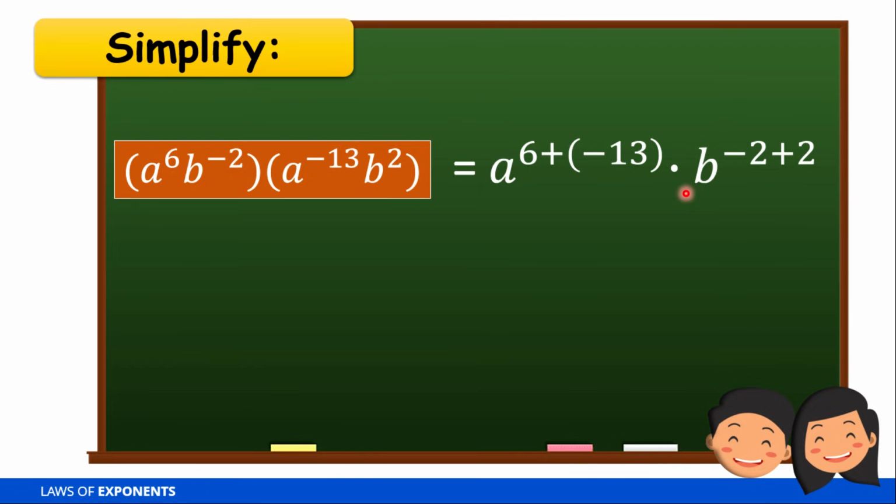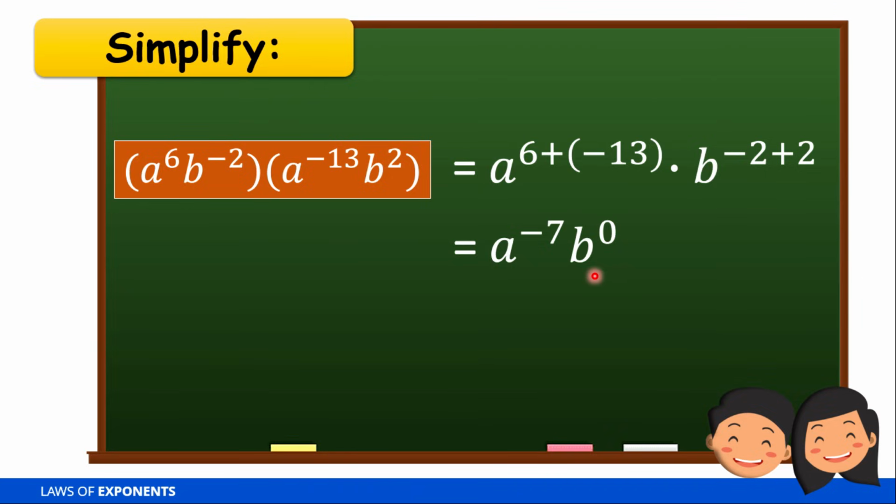Tapos yung B naman, ganun din ang ating gagawin. So we have times B raised to yung negative 2 natin na unang exponent ng B, kopyahin lamang natin, plus yung pangalawang exponent ng B, which is positive 2. So ito na yon. Simplify natin, i-add natin ang mga exponent. 6 plus negative 13, that is equal to negative 7. That's why we have A to the negative 7th power times yung B naman na negative 2 plus 2 ang ating exponent, that is equal to 0. That's why we have here B to the 0th power.